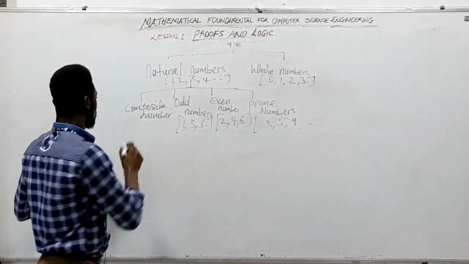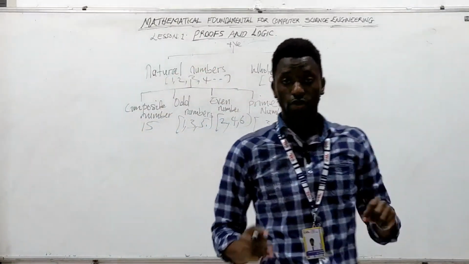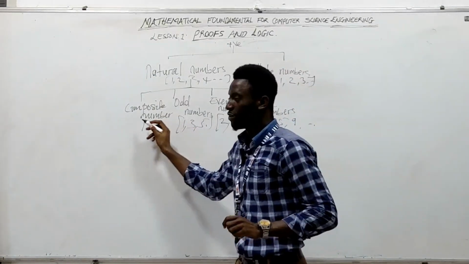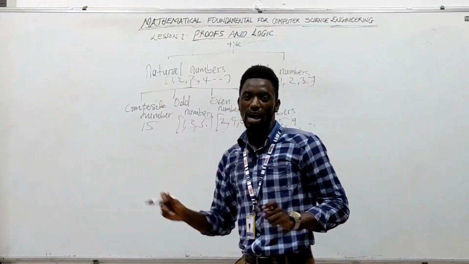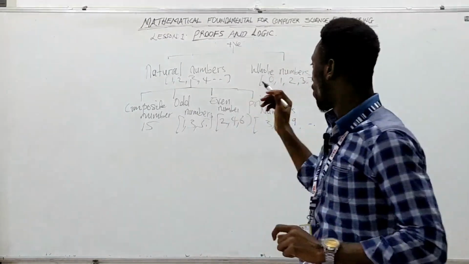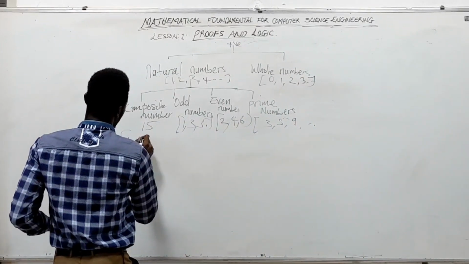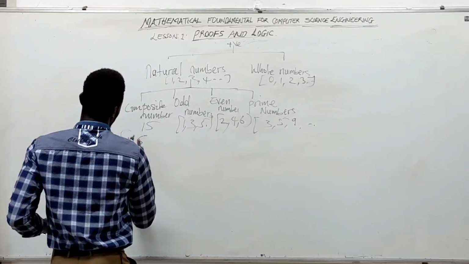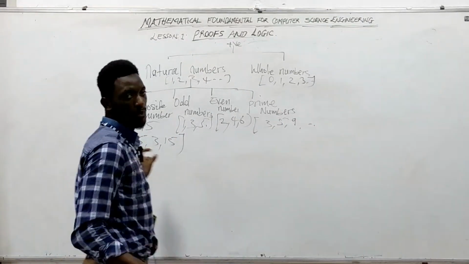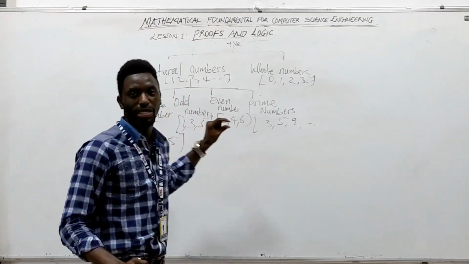For composite numbers, for an example here, we have 15. Composite numbers have factors. So what are the factors of 15? The factors of 15 are 1, 3, 5, and 15 itself. All of these numbers can divide 15 without a remainder.